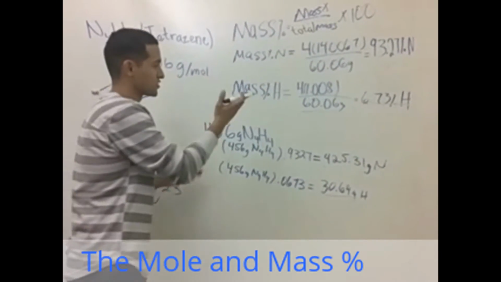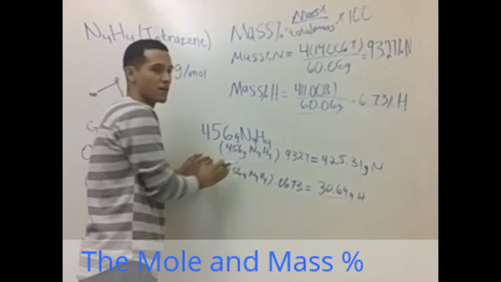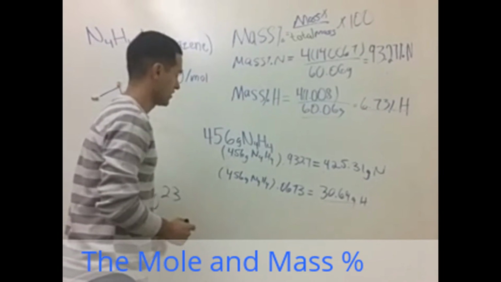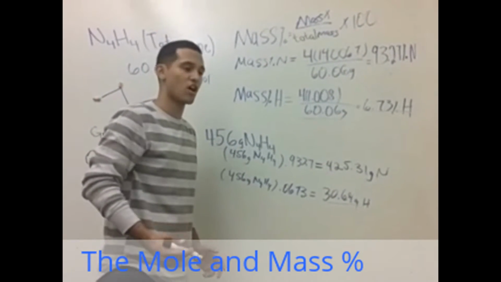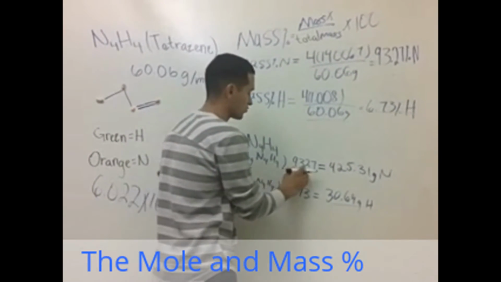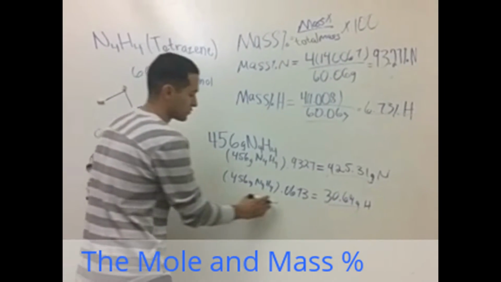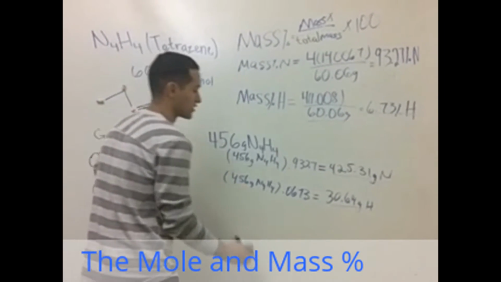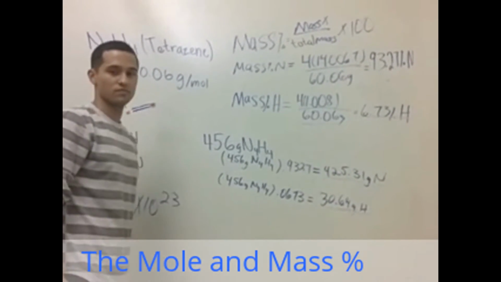Now we can take these percentages and find the mass of nitrogen and hydrogen in 456 grams. All we have to do is multiply the percent of mass of nitrogen and hydrogen in any compound of tetrazine to find the total mass. It would be 456 times 93.27% would give us 425.31 grams of nitrogen. And similarly, 6.73% times 456 would give us 30.69 grams of hydrogen in this compound of tetrazine.